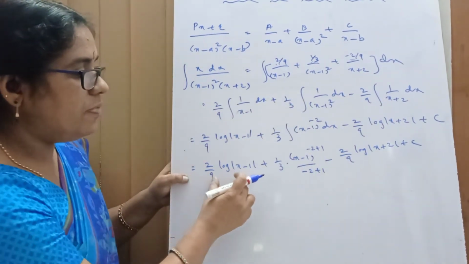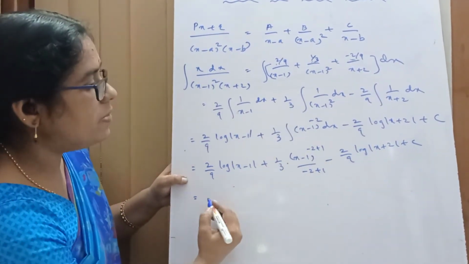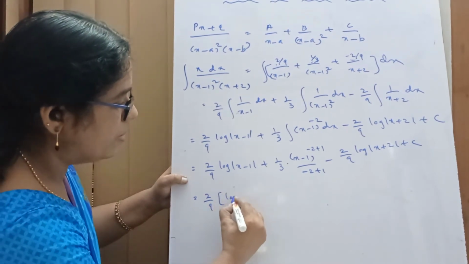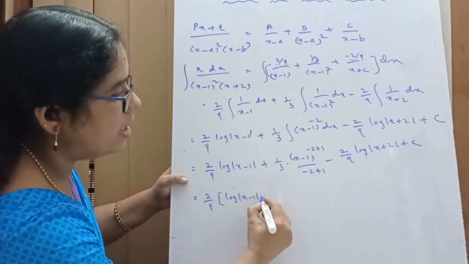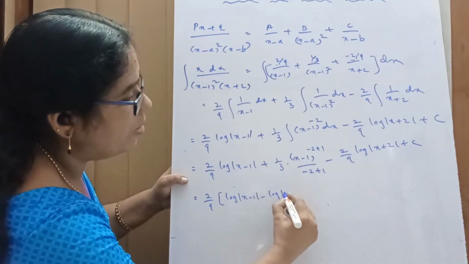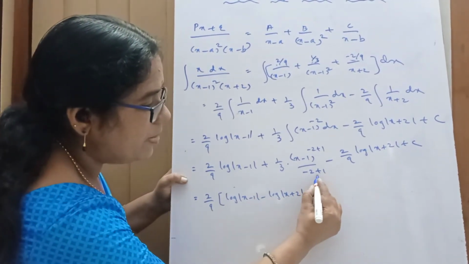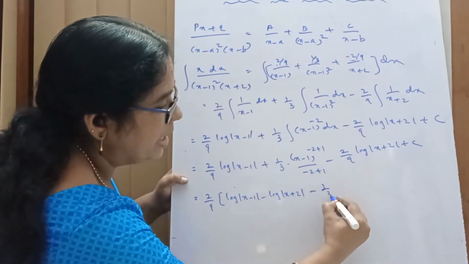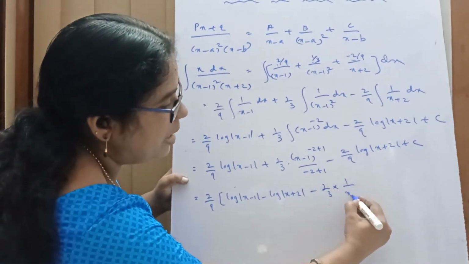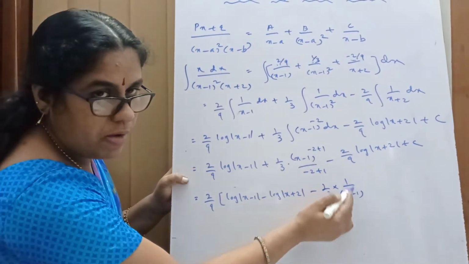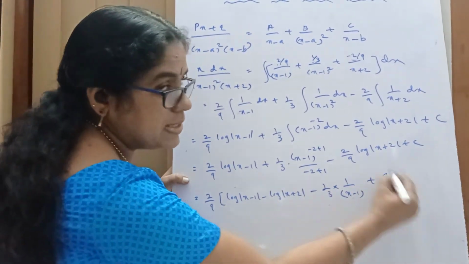So we can combine the first and the last term. That is, we can take 2 by 9 outside: 2 by 9 into log mod x minus 1 minus log mod x plus 2. We can take 2 by 9 outside. Here it becomes minus 1 by 3 into what? 1 by x minus 1, because x minus 1 raised to minus 1, we can write it as 1 by x minus 1 plus c.